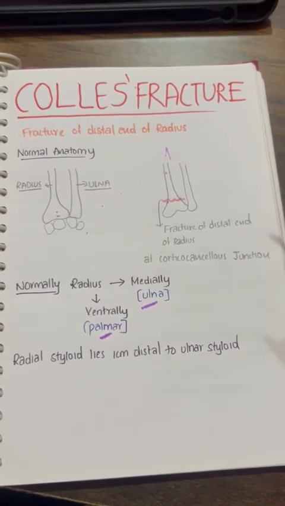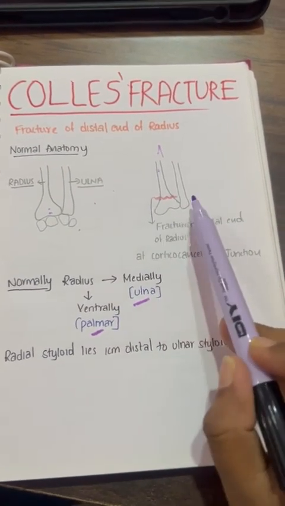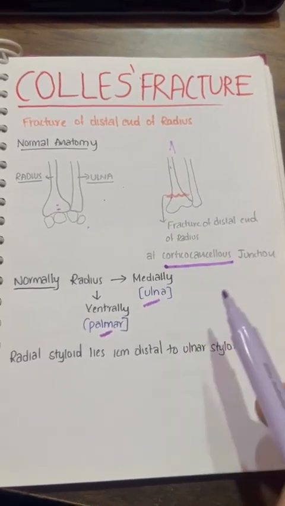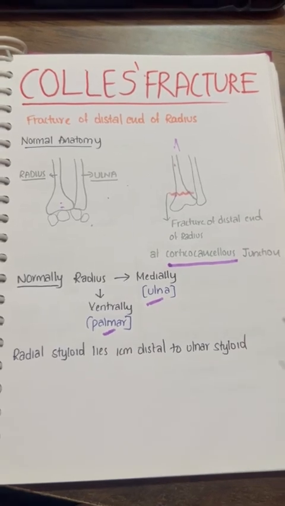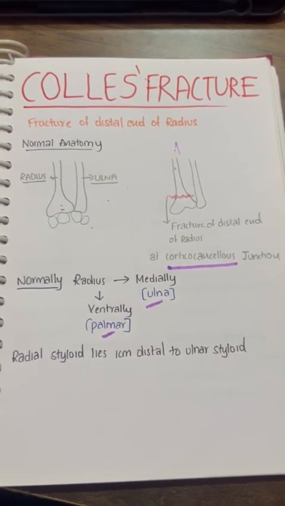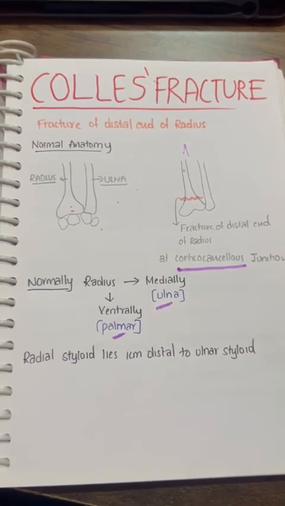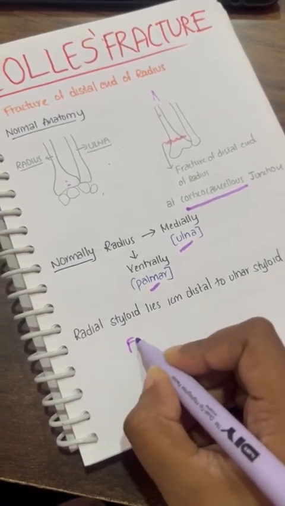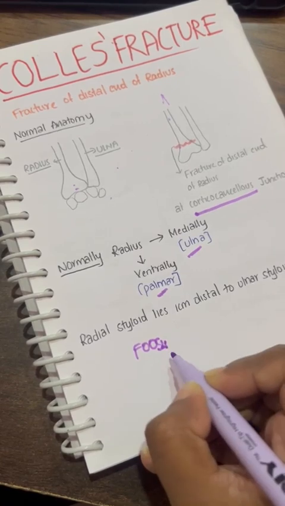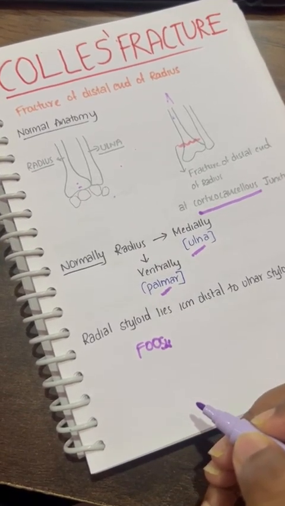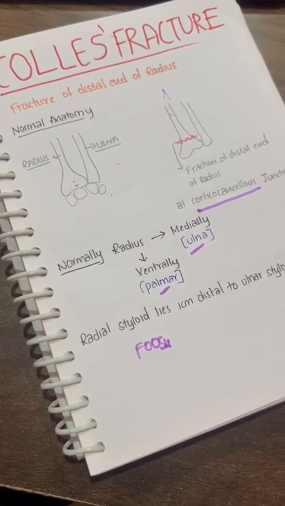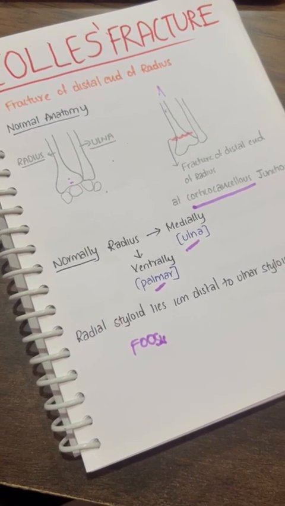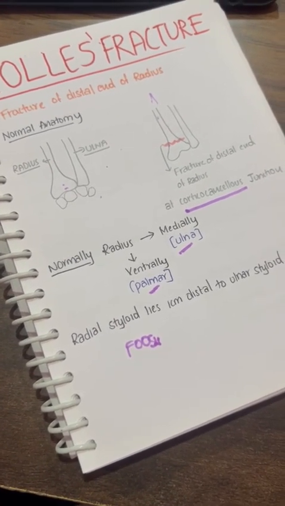So when we come again to the Colles fracture, it's a fracture of the distal end of the radius. It occurs at the cortico-cancellous junction. What is this cortico-cancellous junction? Basically, the junction between softer and harder bone. The mechanism is a fall on an outstretched hand, and it mostly occurs in osteoporotic women, like post-menopausal women.